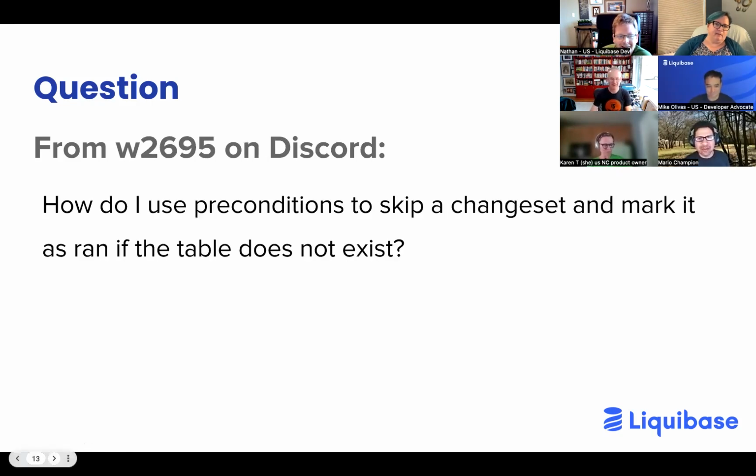All right, let's jump to the next question. How do I use preconditions to skip a change set and mark it as ran if the table does not exist? And maybe the meta question is, I want to skip a change set and mark it as ran if the table does not exist. How do I do that? Are preconditions the best way?